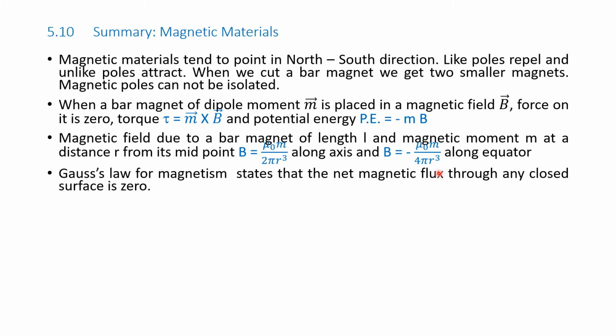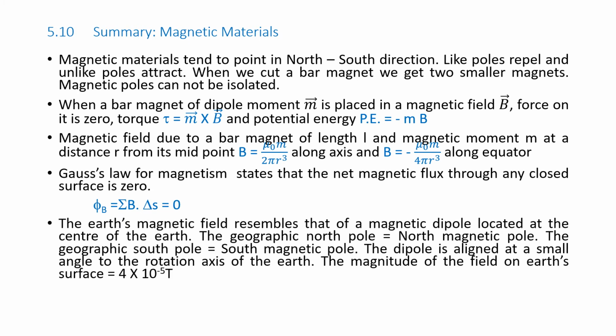Gauss law for magnetism states that the net magnetic flux through any closed surface is 0. And it is given by the equation phi B is equal to sigma B dot delta S. That is, phi B through any closed surface is 0.